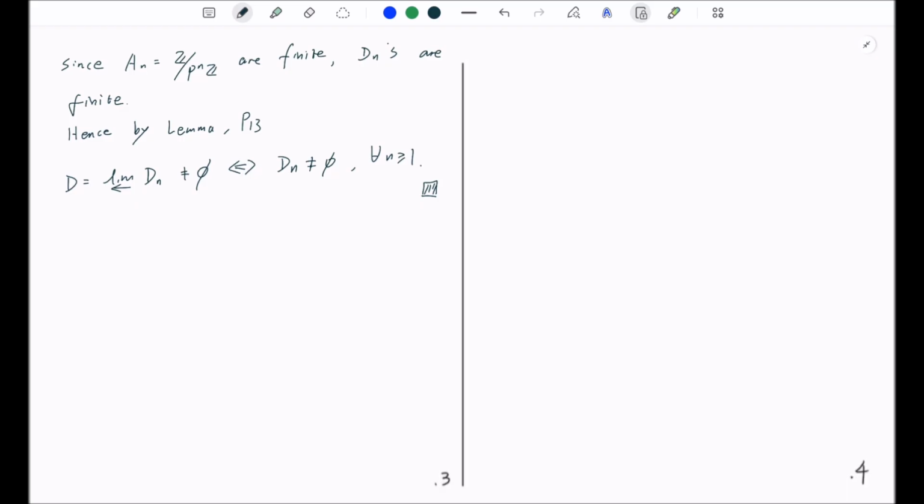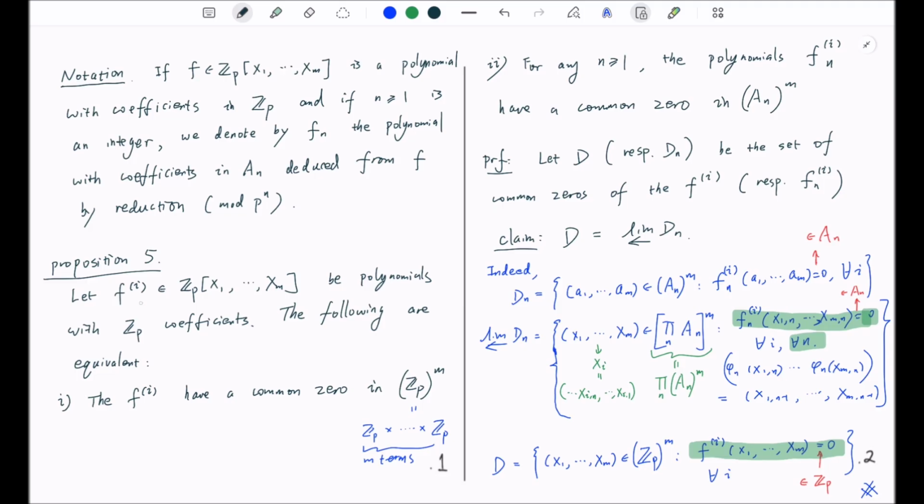Next, we are going to make a connection to the field of p-adic numbers. For polynomial equations with coefficients in Z_p, we are also interested to know their solutions in the field of p-adic numbers. And the next proposition will give an answer for homogeneous polynomials, meaning the polynomial whose all monomials have the same degree.